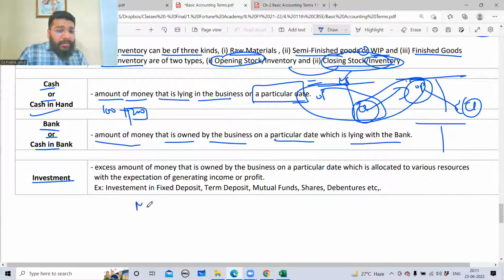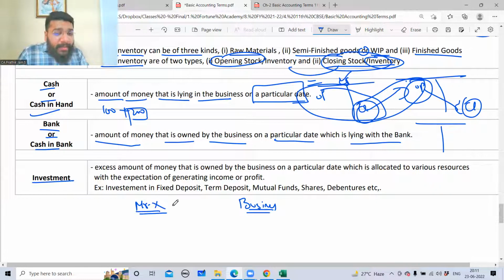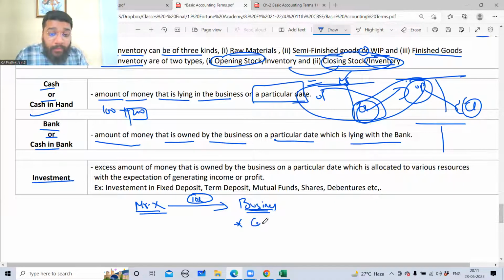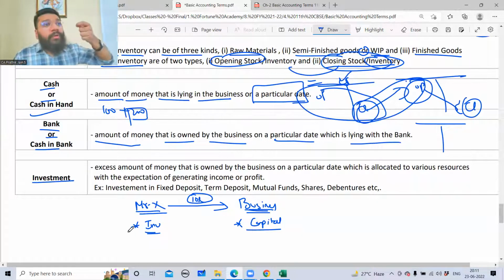Now, let's suppose this is Mr. X and this is business. Mr. X is giving 10 lakh rupees to the business to start the business. From business point of view, this 10 lakh is called capital. Correct? From Mr. X point of view, this 10 lakh is called investment. It is money which is maybe excessively available with you, that you give to somebody, and on this 10 lakh you're expecting return.